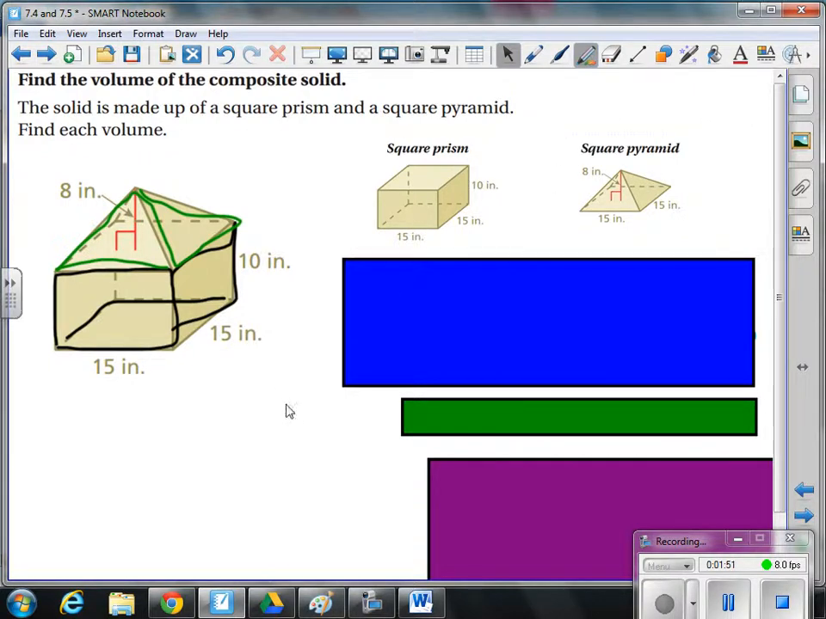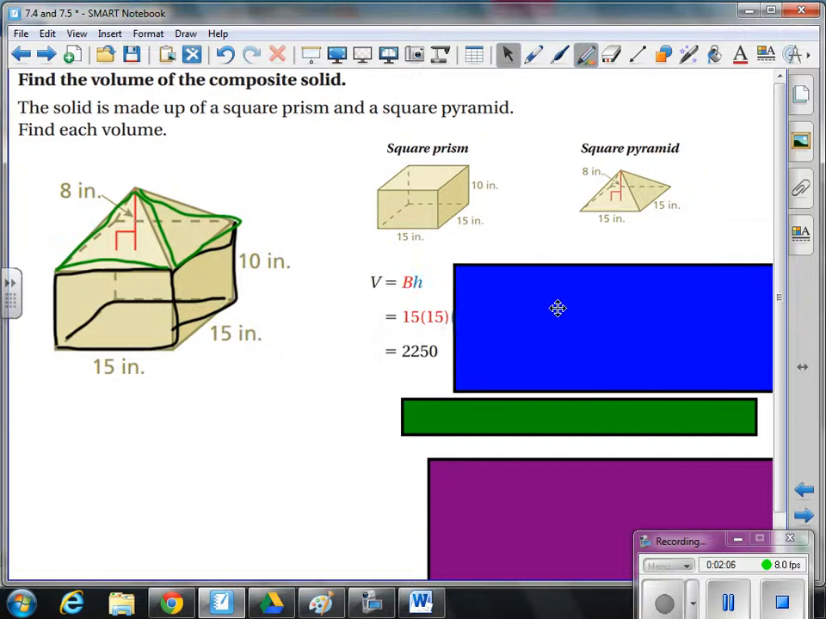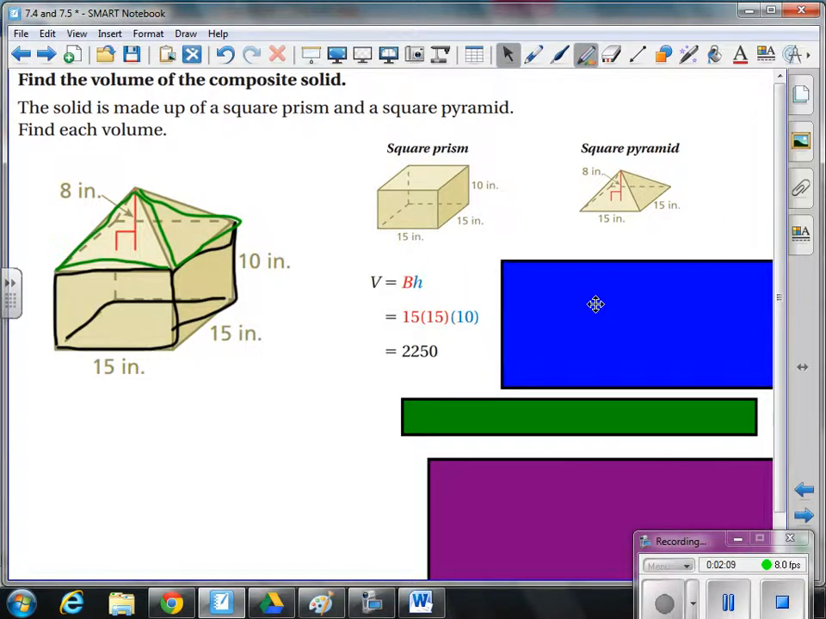So what we're going to do is find the volume of the square prism. Remember, the formula is area of the base times the height. So we'll do 15 times 15 times 10. And if you have your calculators, go ahead and shout that answer out. And hopefully you came up with 2,250.